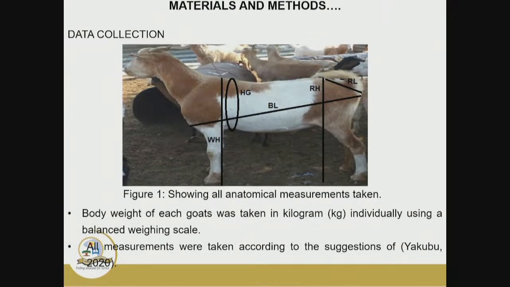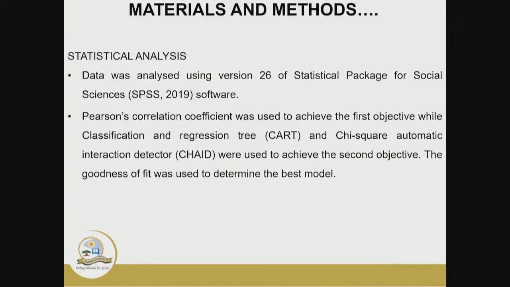Then these are the morphological traits that were measured during the study. We used a tailor's measuring tape calibrated in centimeters. Then the body weight was taken using a weighing scale calibrated in kilograms. All the measurements were taken according to the suggested author.